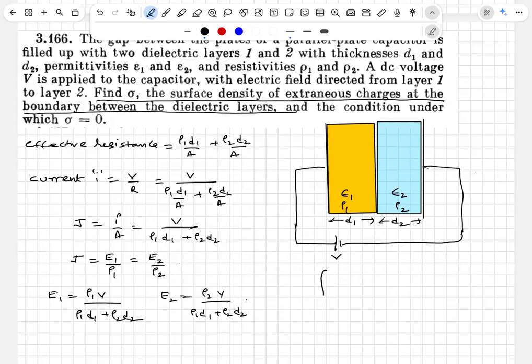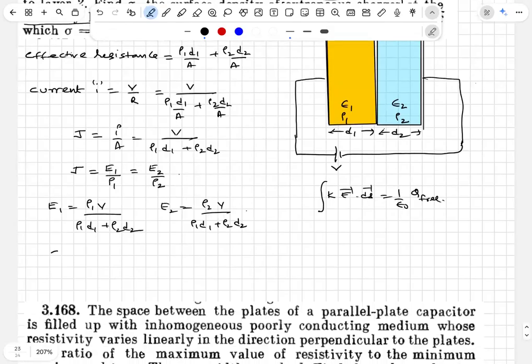So in Gauss law in dielectrics, K E dot dS is 1 by epsilon naught Q free. But they are asking extraneous charges, which means free charges, not bound charges. For this purpose, epsilon 1 E1 minus epsilon 2 E2. I think I should do minus, plus, minus epsilon.